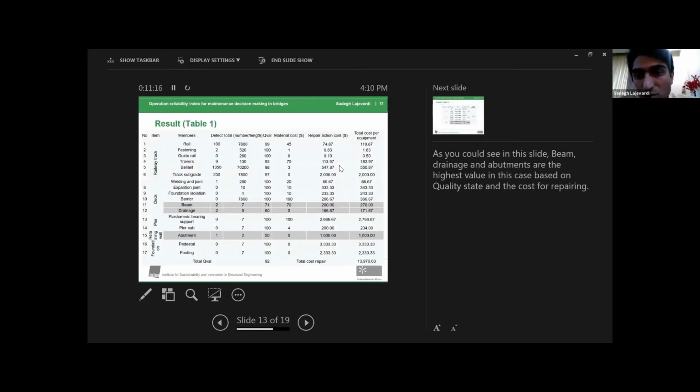And also, as you could see in this slide, the first result for the first step of our decision making in maintenance: beam, drainage, and abutment are the highest value in this case based on quality state and the cost for repairing. And in this case, we have to focus on beam, drainage, and abutment to compare with other equipment in our bridge.